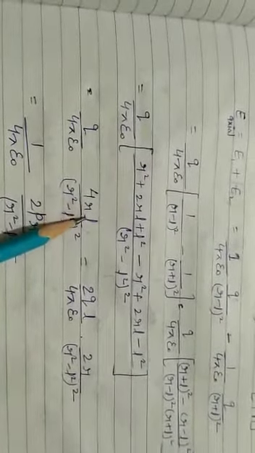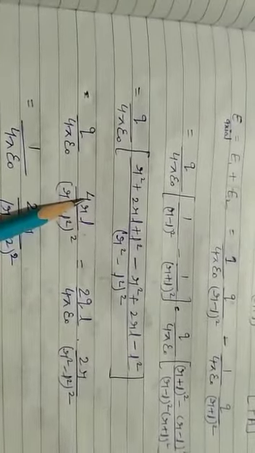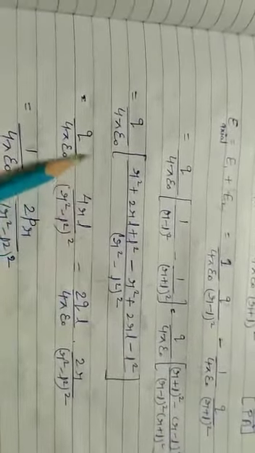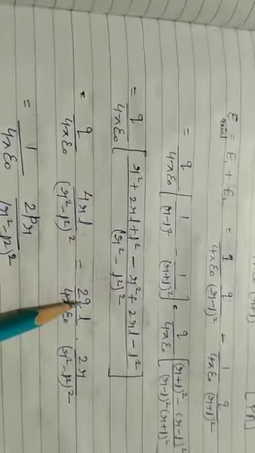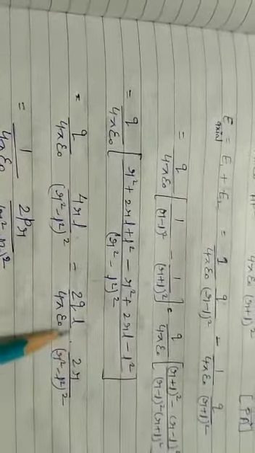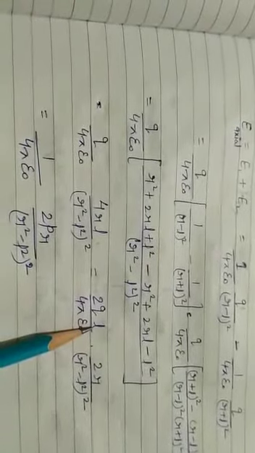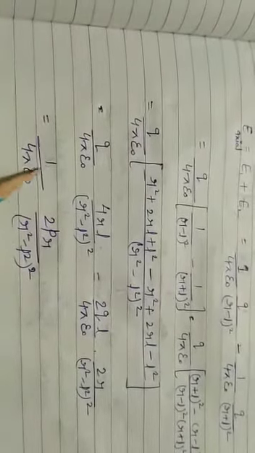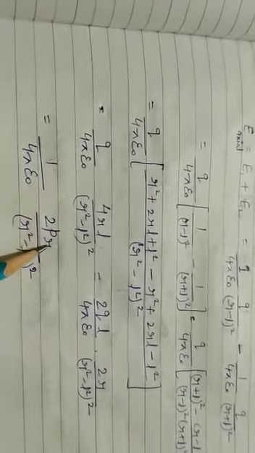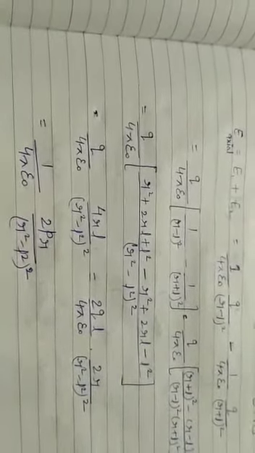Now here 4rL is there. 4 can be split into 2 into 2, and the whole numerator can be written like this: 2qL and 2r separately. In place of 2qL we will put p, that is the dipole moment. So the final formula we get is 1 upon 4 pi epsilon naught, 2pr upon (r square minus L square) whole square. You can pause the video and see the whole calculation.